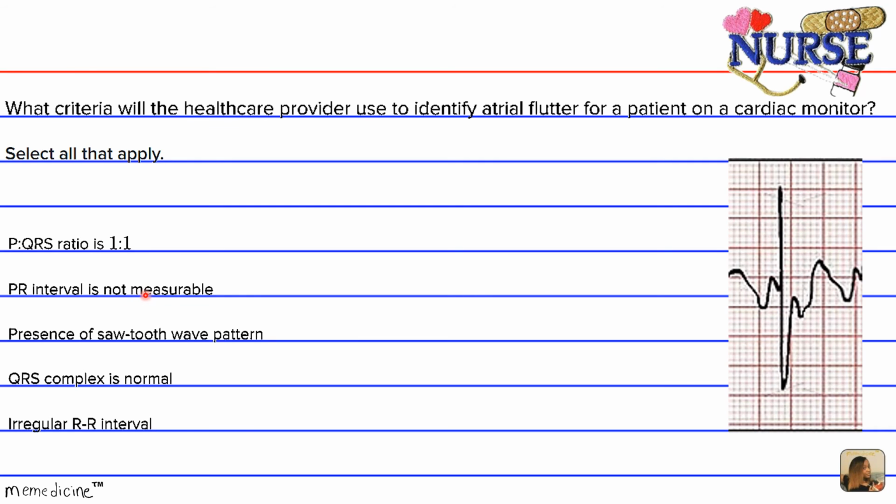Overall, the characteristic pattern in atrial flutter is the presence of sawtooth wave patterns, kind of like this. Somewhat normal QRS complexes, regular RR intervals, and a P to QRS ratio of 2:1, 3:1, or even possibly 4:1. Hence, the PR interval is not measurable. All right? So I'll give you a moment to take this all in.